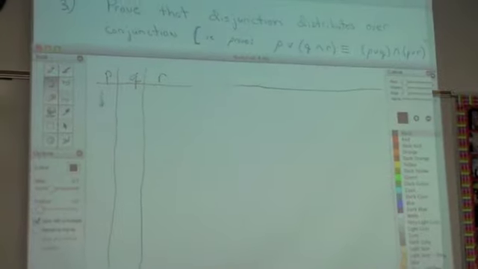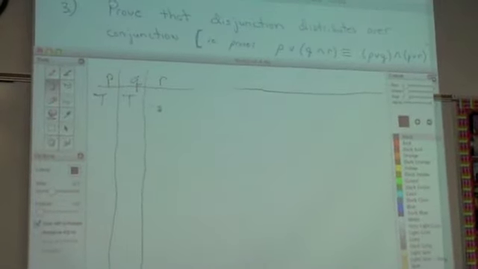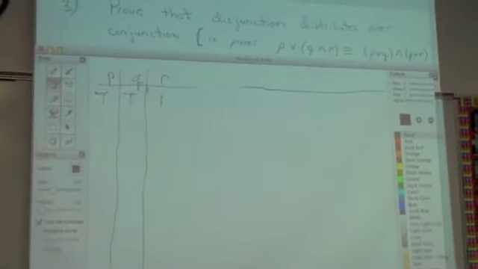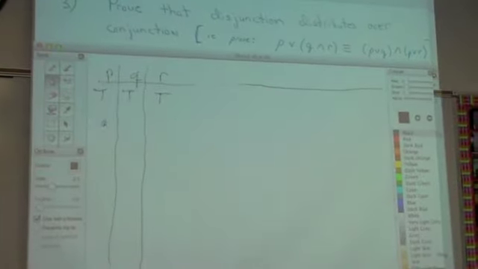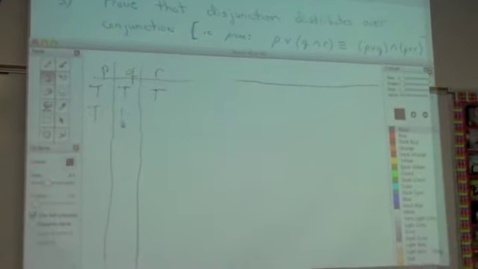So the first one's always the all true thing. Remember how I did the second one? True, true, false. True, true, false. True, false, true, false. True, true, false.